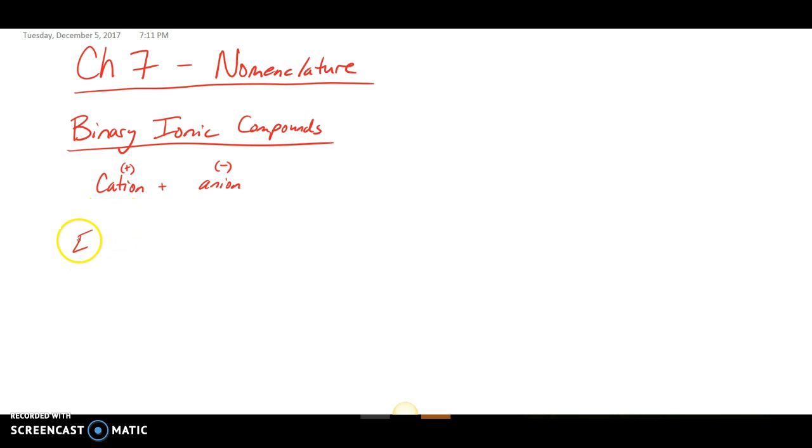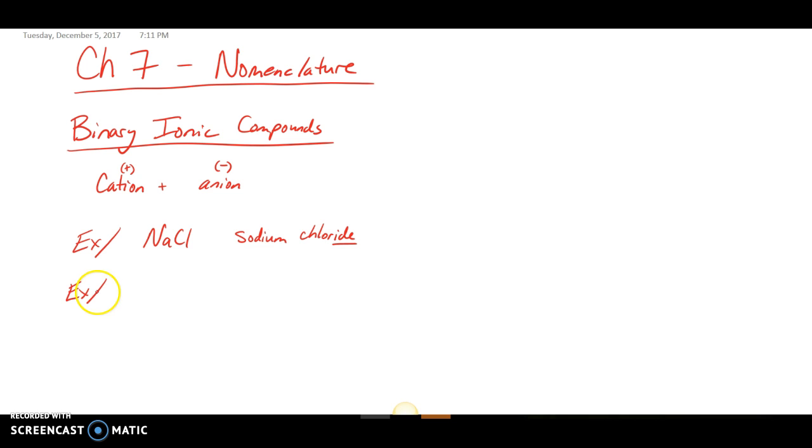So, for example, NaCl, I know we use this example a lot. It's made of two things, a cation and an anion. You would name it sodium for the cation, chloride. You have to add the -ide to the end of the anion.